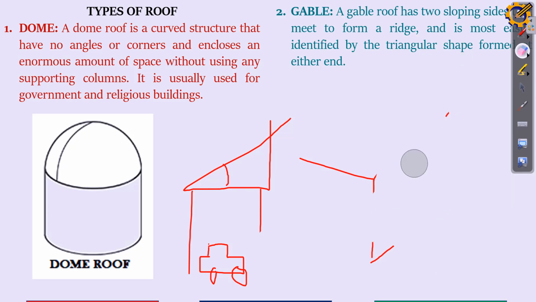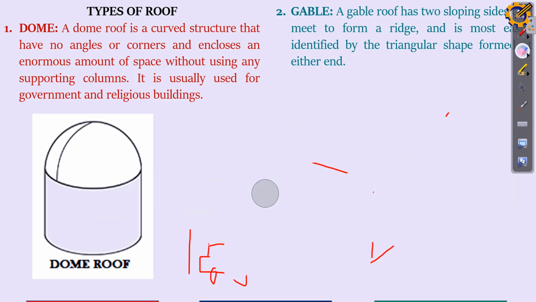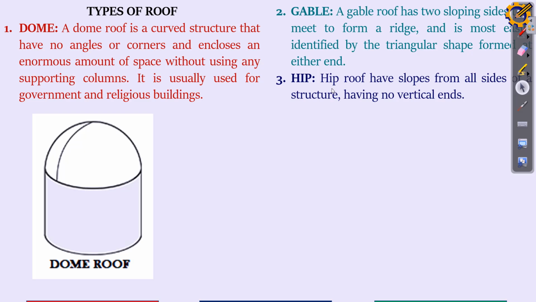So I've explained two things together. I've explained gable and lintel roof. Lintel roof is a single pitch roof, while gable is a double pitch roof. So we have seen several examples of double pitch roof. Okay, so the third one there is the hip roof. I think this is the type of roof.